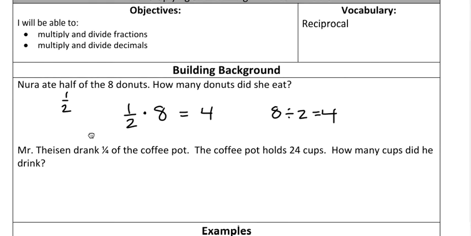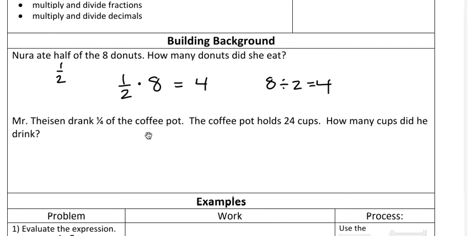Okay, next one says Mr. Tyson drank 1/4 of the coffee pot. So that word of means to multiply. 1/4 of, so times. The coffee pot holds 24 cups, so times 24. So when the top number is 1, another way we could do that is just by dividing. So 24 divided by 4 would be 6. So 1/4 of 24 is 6. So 6 cups.